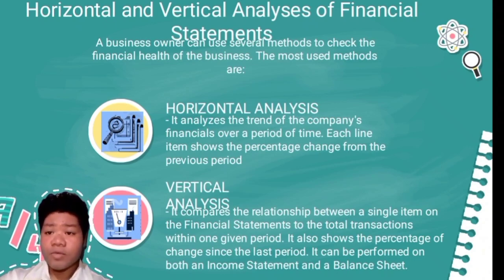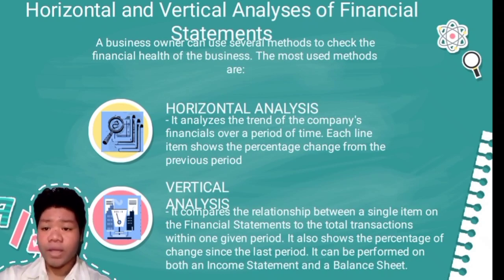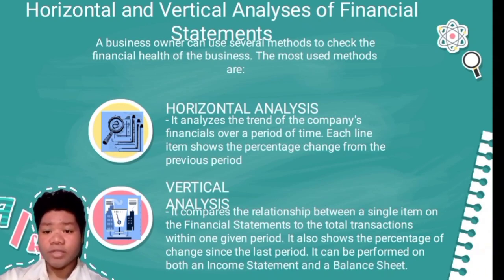Vertical analysis compares the relationship between a single item on the financial statements to the total transactions within one given period. It also shows the percentage of change since the last period. It can be performed on both an income statement and the balance sheet. Vertical analysis, also known as common size analysis, involves comparing each item on a financial statement to a base amount.